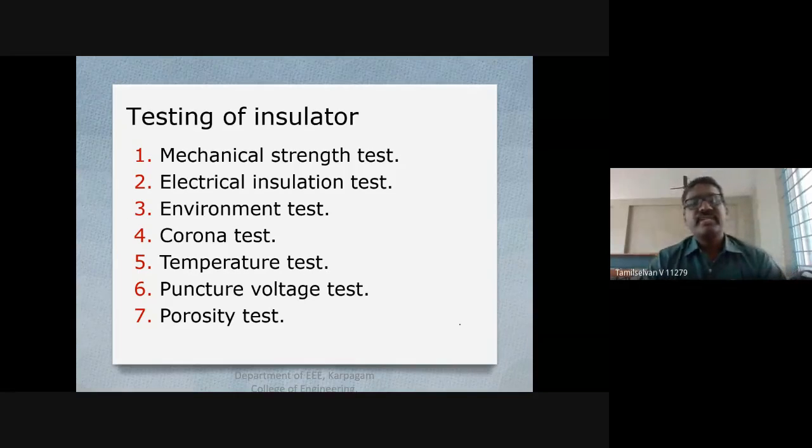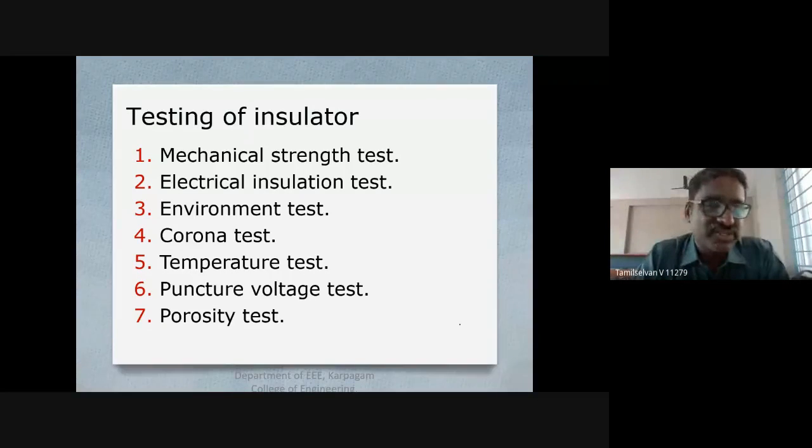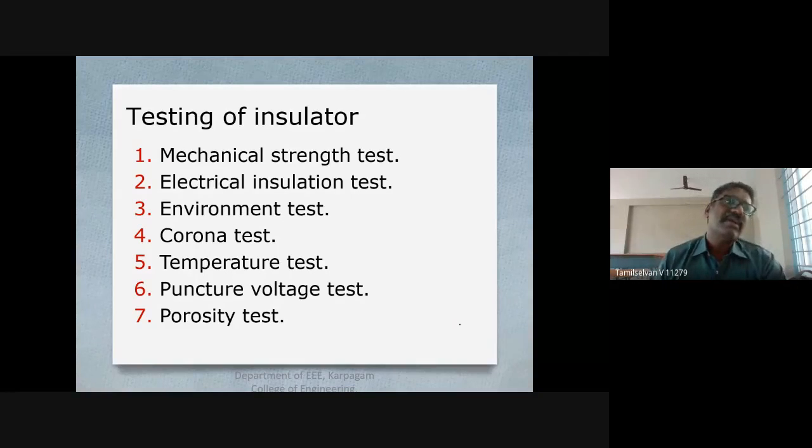Next is the electrical insulation test, to avoid flashover and puncture. Then the environmental test, corona test, temperature test, puncture voltage test, and porosity test. Why? Because the insulator should be non-porous. So we have the porosity test to check this. If there are more impurities and pores, then we'll reject that insulator and we won't place it in our tower.